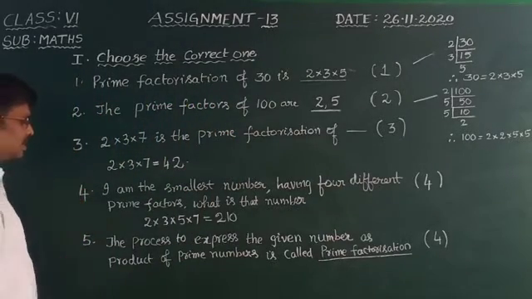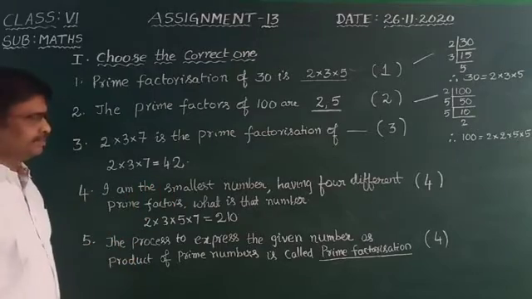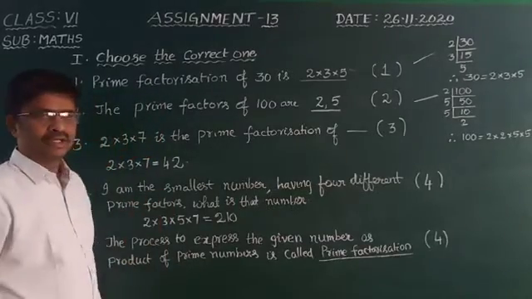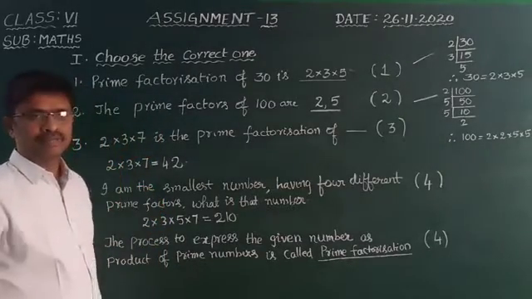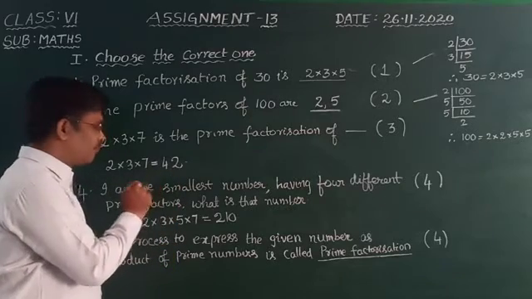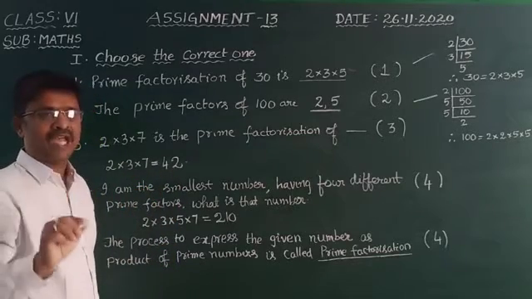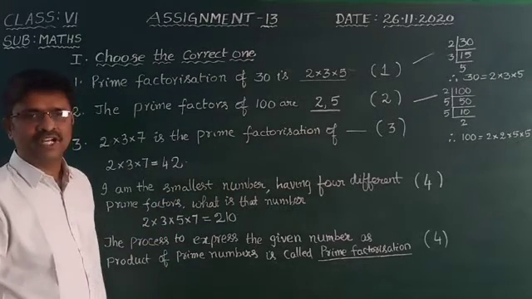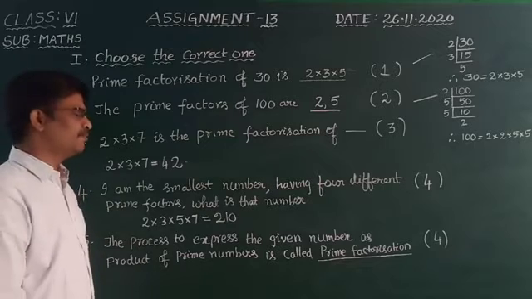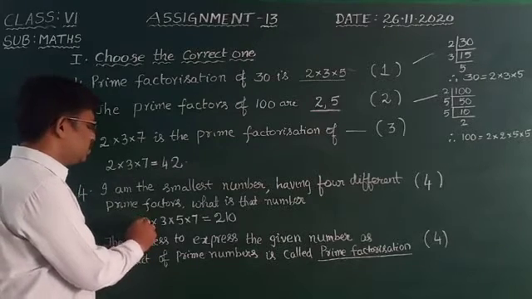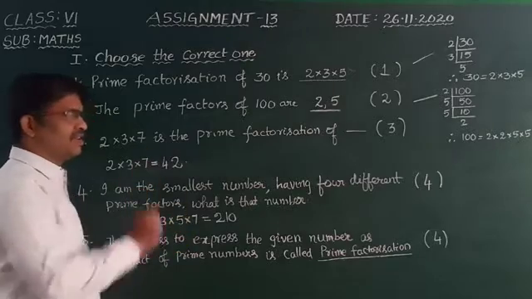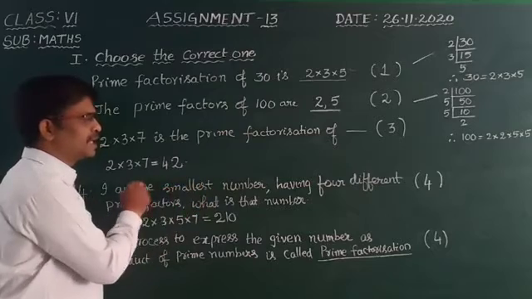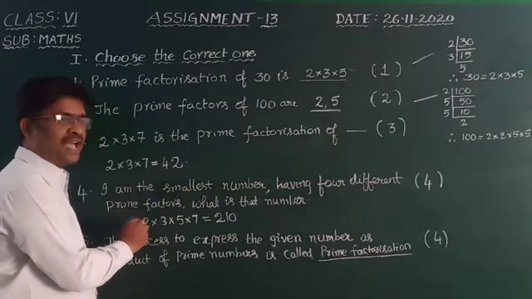Next, fourth question. I am the smallest number having 4 different prime factors. It is the smallest number and it is a product of 4 different prime factors. Then what is that number they are asking? So 4 different prime numbers, you can take first. What are the 4 different prime numbers? 2, 3, 5, 7. Why should we start from 2? Because they are asking for the smallest number. That is the reason. From the smallest factor we have to start.